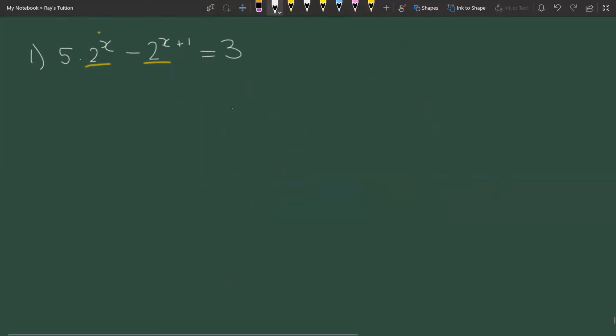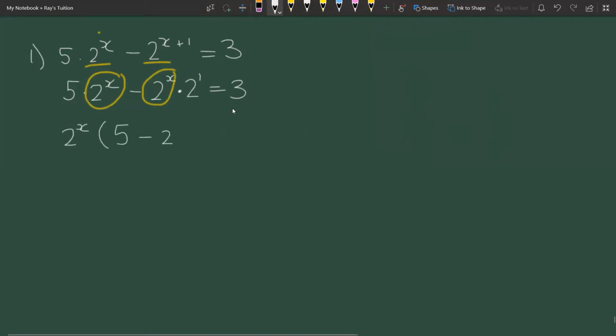Now, if you look at it carefully, you can see that it is in both of the terms on the left-hand side. So one of the things you can do is factorize. So maybe so that you can see it clearer, let's put in one more step. 2 to the power of x plus 1, by your exponential laws, can be written as 2 to the power of x times 2 to the power of 1. So now you can clearly see that both of these have this 2 to the power of x in common. So what we're going to do is factorize it out as a highest common factor, and what we're going to be left with is 5 minus 2. And that is equal to 3.